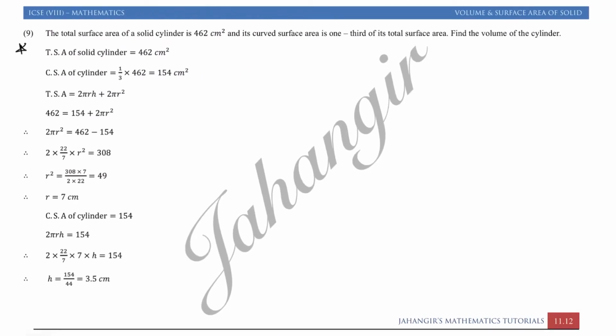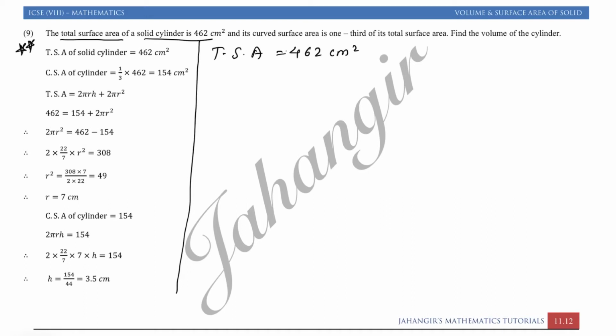This sum is also an important question. Here total surface area of a solid cylinder is given. TSA is given as 462 centimeter square, and its curved surface area is equal to 1/3 of total surface area. So that is 1/3 into 462. You can cancel it out. 3 ones are 3, 154. So therefore I can say CSA is 154 centimeter square.